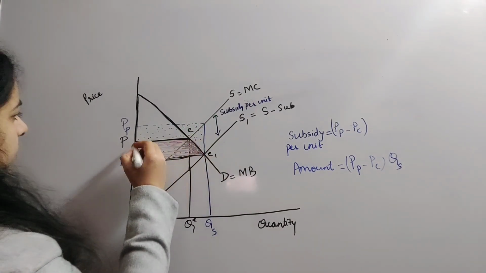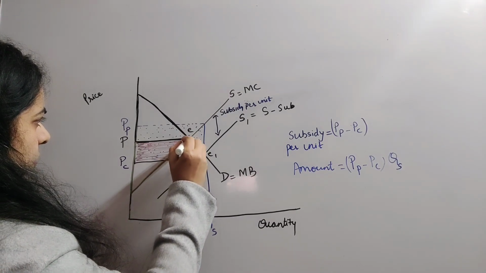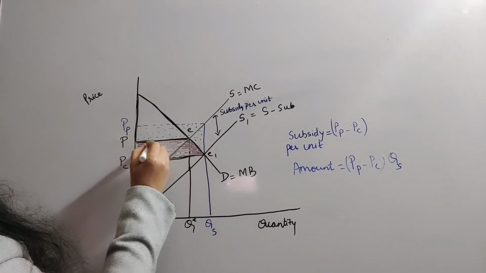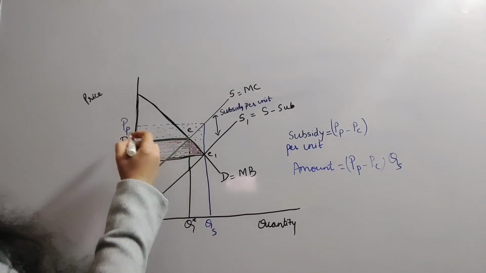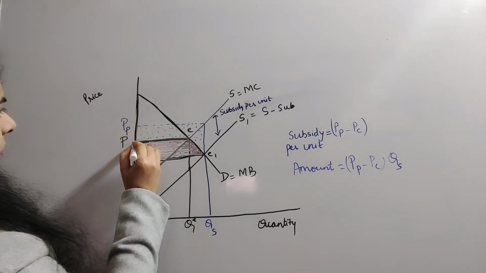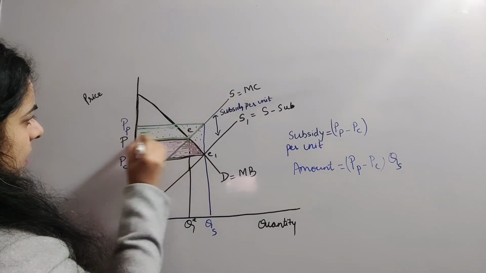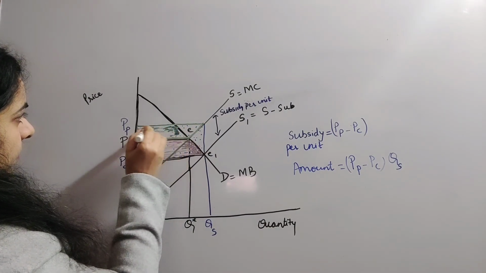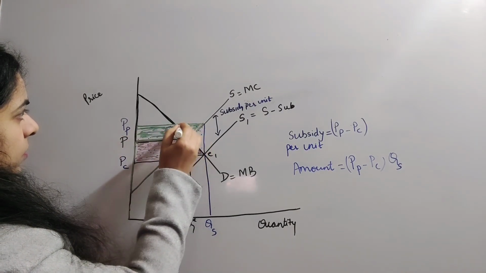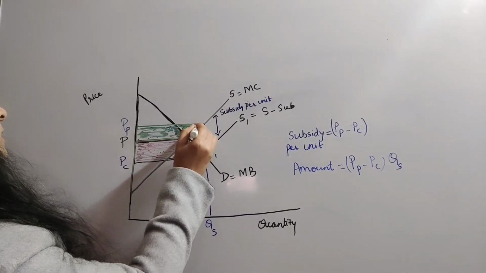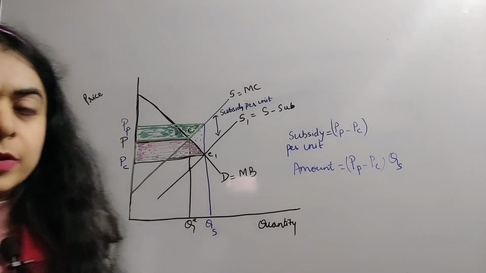Similarly, if we talk about producer surplus, before the introduction of subsidy, this was the producer surplus, but after subsidy, the producer is getting a higher price for the product, this price PP. So now there is a gain in producer surplus as represented by this green shaded area. In this shaded area, this is the additional producer surplus. So technically, we can say that after subsidy, there is a gain in both consumer as well as producer surplus.